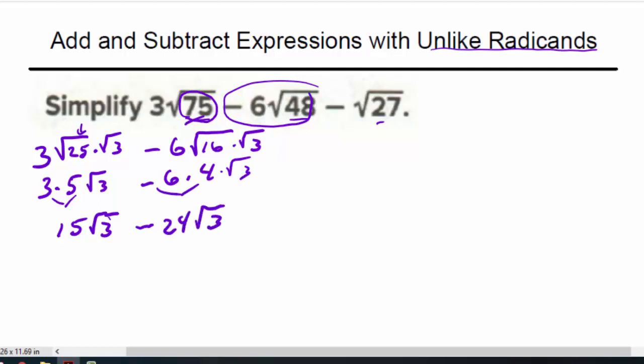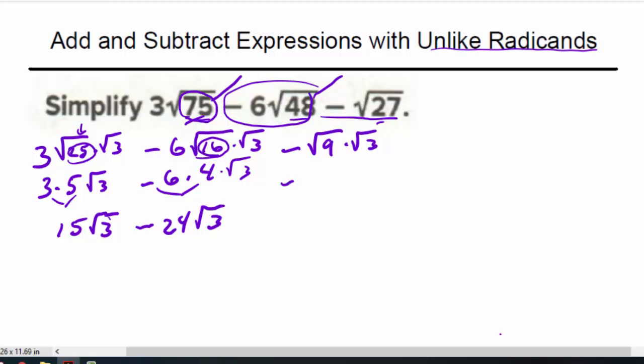Now, if you can't figure out what the largest perfect square is, like I did with the 16 and the 25, you could always do prime factorization of 75 and 48. That's the long way around, but it does work. And then over here, I have a negative square root of 27, which happens to be a square root of 9 times a square root of 3, because 9 is a perfect square.